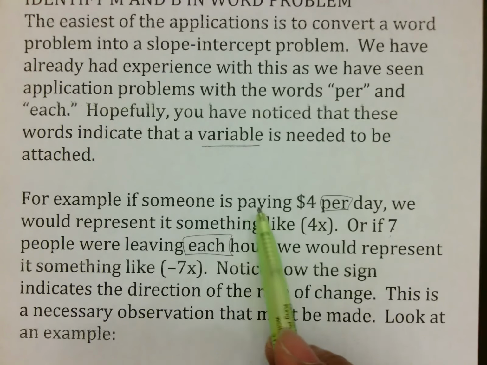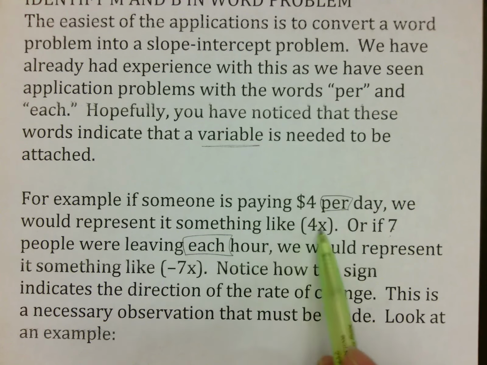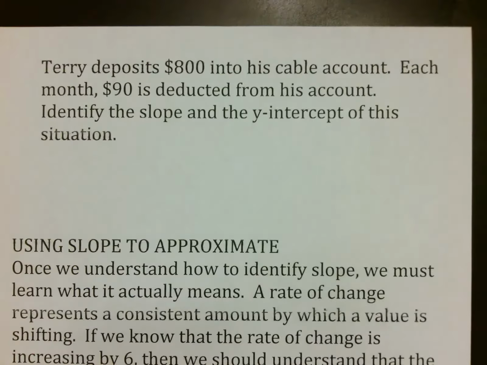So you are paying $4 per day, so that represents how much you're paying. But if 7 people were leaving each hour, then you need to probably have a minus 7x, because the number of people is going to go down. Other than that, let's look at an example of what we're talking about here, so we can get ready for that assessment tomorrow.